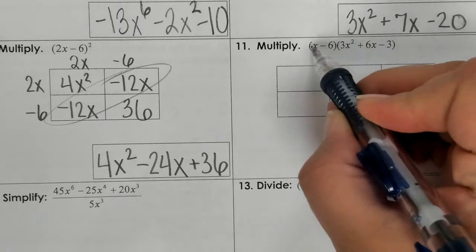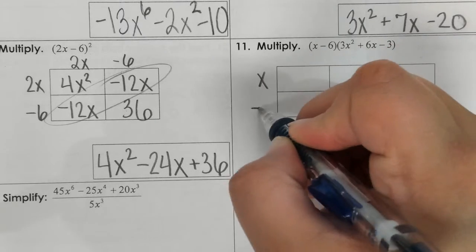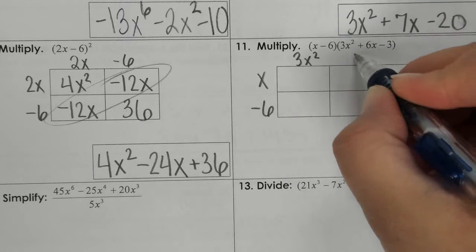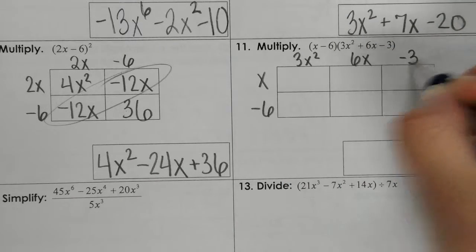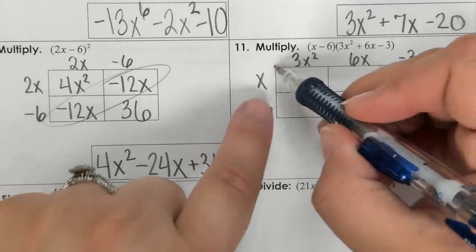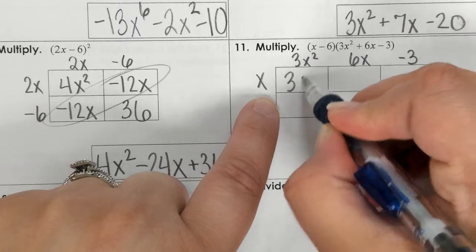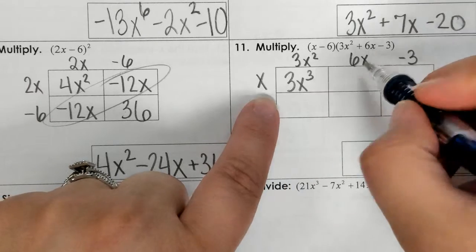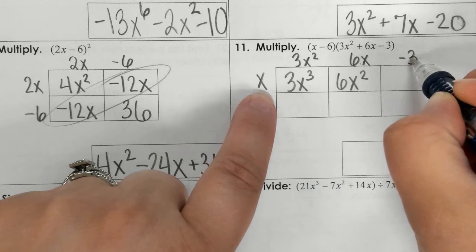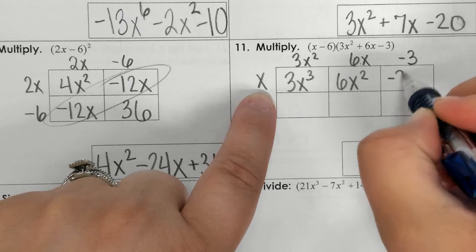In number 11, we have x minus 6 on the side. 3x squared, 6x and negative 3 at the top. So x times 3x squared is 3x to the third. 6x times x is 6x squared. And then negative 3 times x is negative 3x.